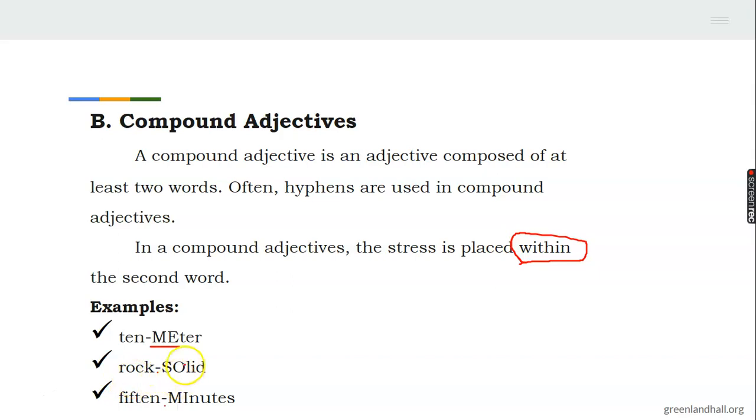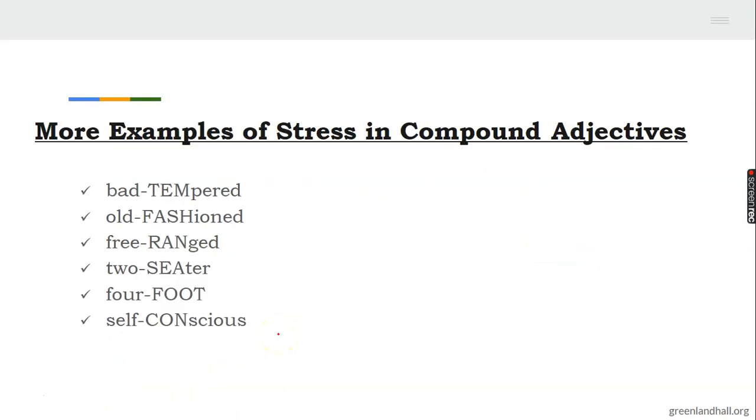Rock-solid. We have our stress on the sol syllable. 15 minutes. We have our stress on the min syllable. Alright? We can see other examples here. Bad-tempered. So we have our stress under these. Old-fashioned. You see? Free-range. See where our stress appears. Two-seater. 4-foot.